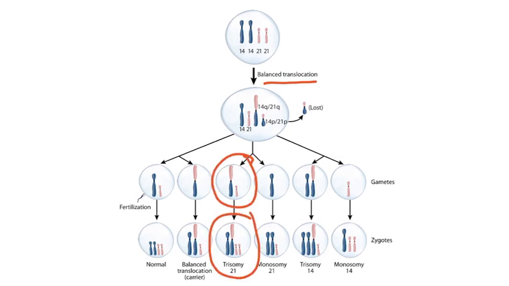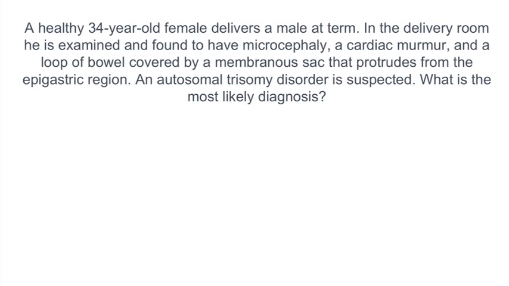Okay, let's do another question. A healthy 34-year-old female delivers a male at term. In the delivery room, he is examined and found to have microcephaly, a cardiac murmur, and a loop of bowel covered by a membranous sac that protrudes from the epigastric region. An autosomal trisomy disorder is suspected. What is the most likely diagnosis?